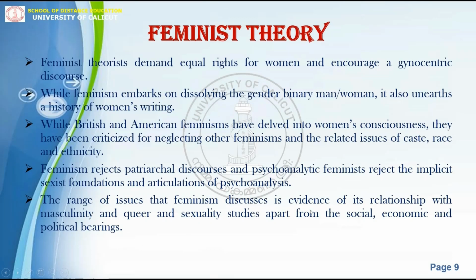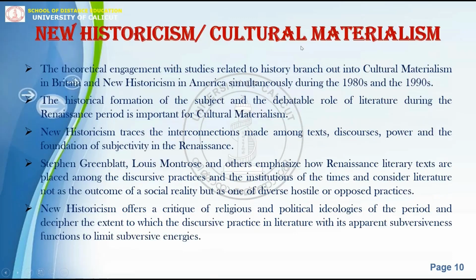The range of issues that feminism discusses is evidence of its relationship with masculinity, queer, and sexuality studies, apart from the social, economic, and political bearings. So, beyond political, social, and economic bearings, they try to discuss a range of issues related to masculinity, queer, and sexuality studies as well.